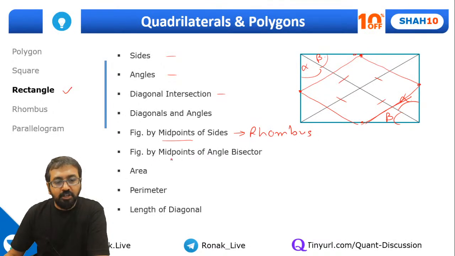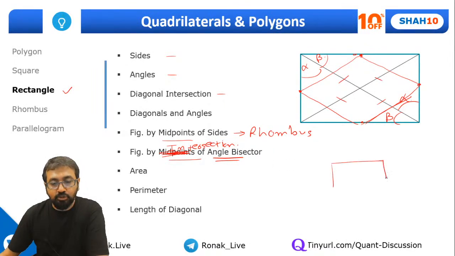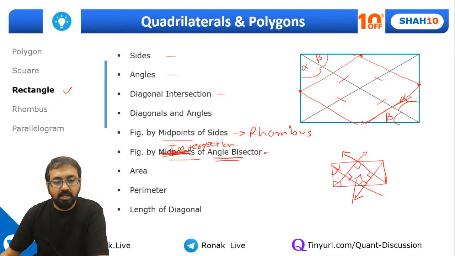Okay, what about the figure formed by the intersection of angle bisectors, not the midpoint of angle bisectors, the intersection of angle bisectors. So let me draw one rectangle over here. If I draw the angle bisectors, it will be like this. Same way I can draw it like this. Now you know each angle is 90 degrees, so of course this angle will be 45, this will be 45, and so on and so forth. So you can easily prove that all these inner angles will be 90 degrees, and this figure will be a rectangle again. So the figure formed by the intersection of angle bisectors will be a rectangle.